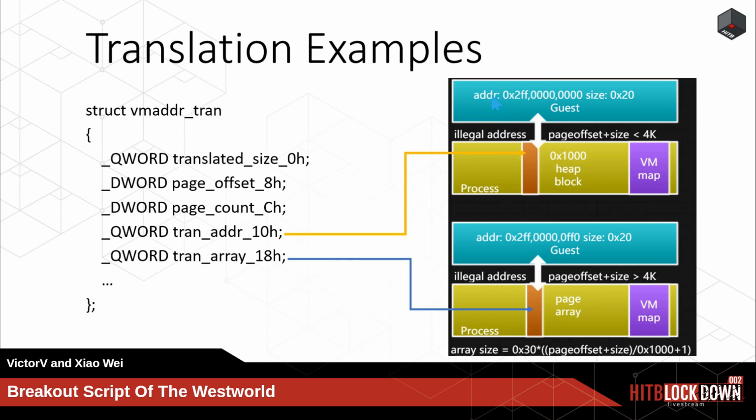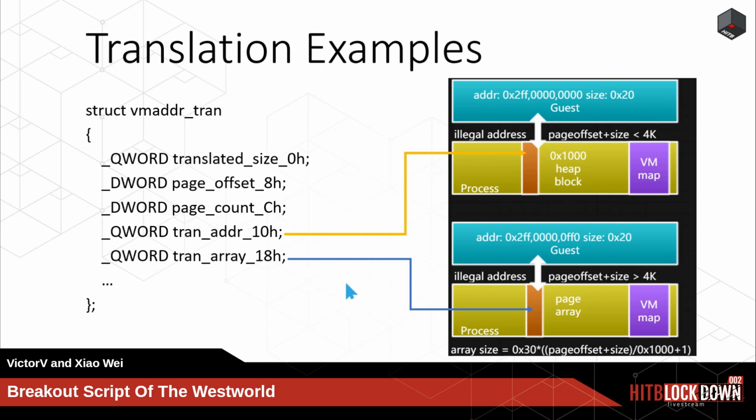Look at the upper part of the picture. If we give a physical address and size like this, the given range is bigger than VMmap, so VMX will allocate a 4K heap. Look at the lower part of the picture. If the sum of page offset and size is bigger than 4K, it will allocate a page array stored at here. So now we know how VMX translates addresses from guest.